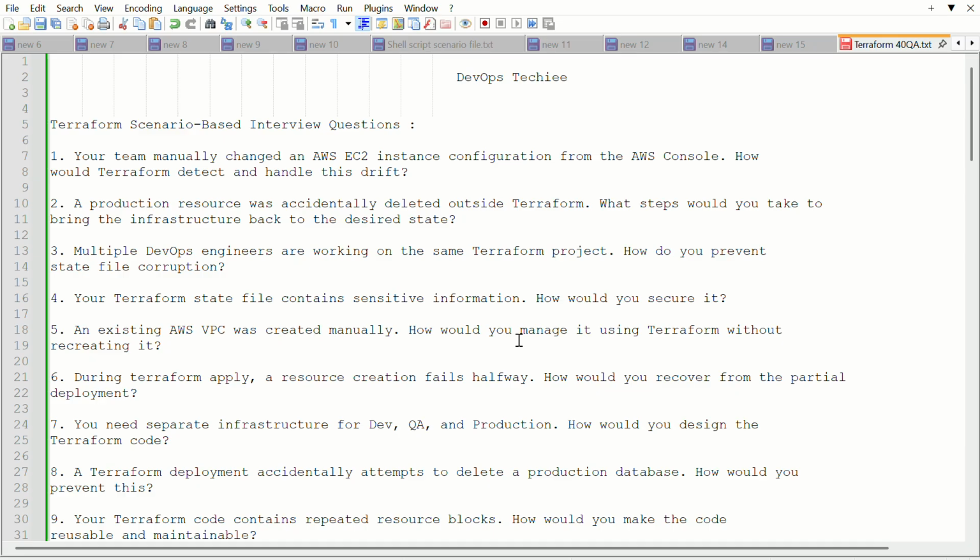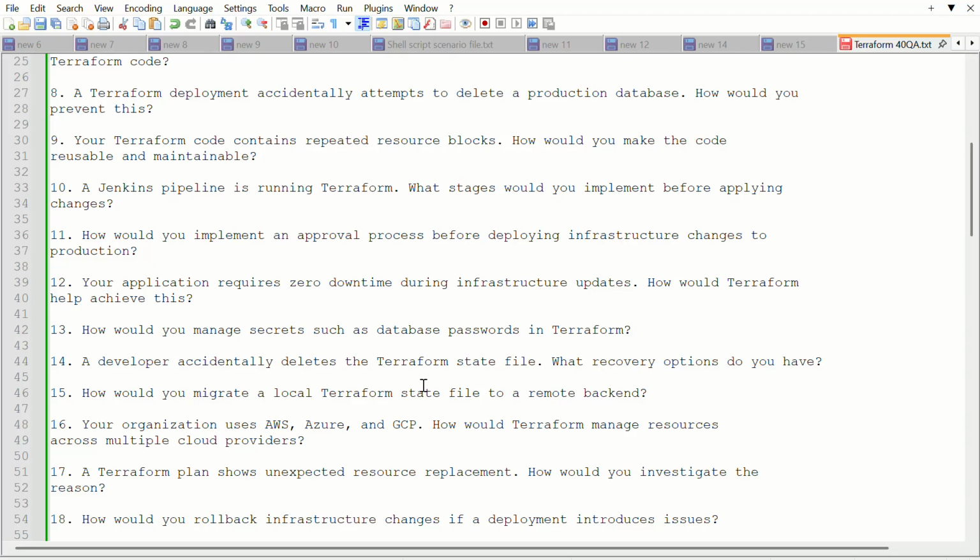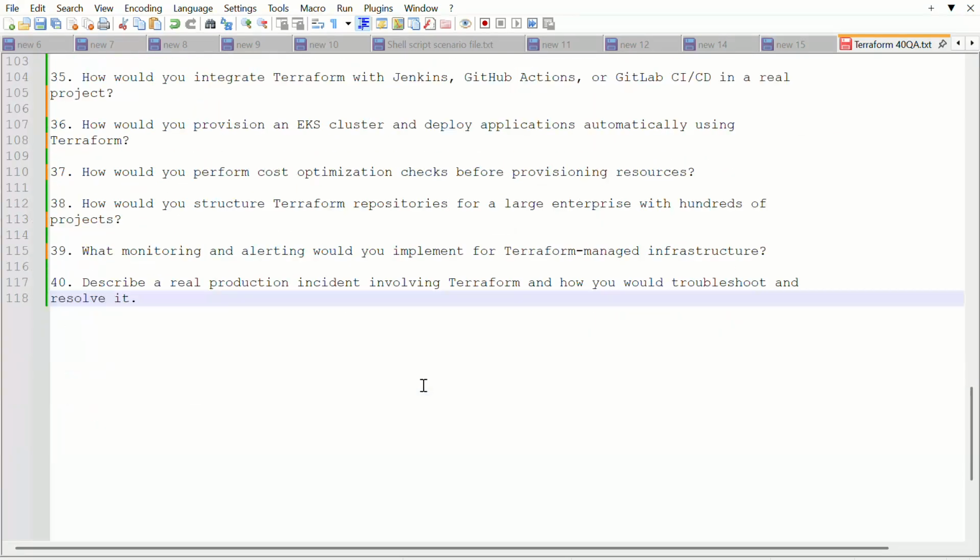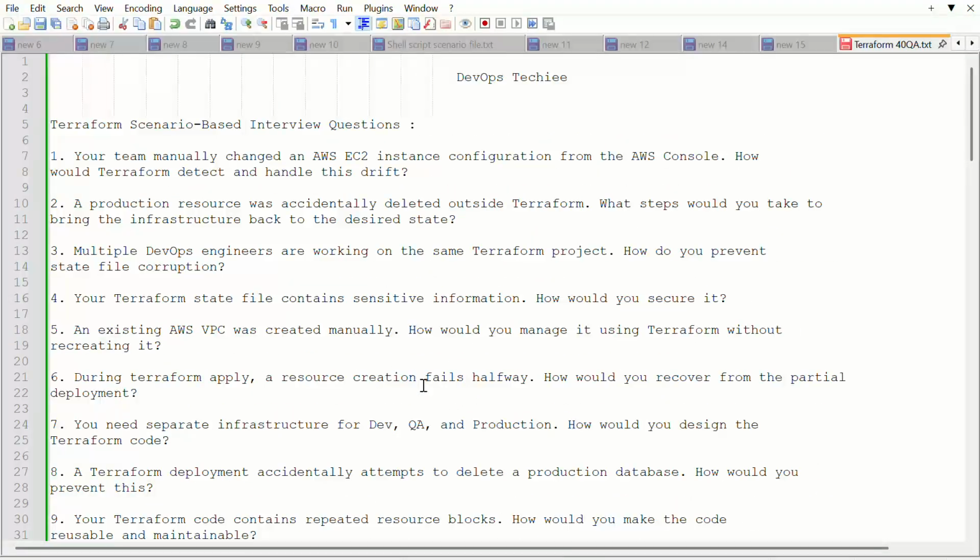My next action item is that for these 40 Terraform interview questions, I want to prepare answers as well. In part 1 and part 2, I am preparing only the real time scenario based interview questions, right? So for this I want to prepare answers as well. Based on the time permits, I will come up with more.